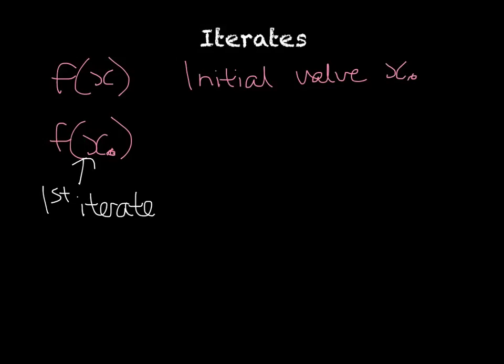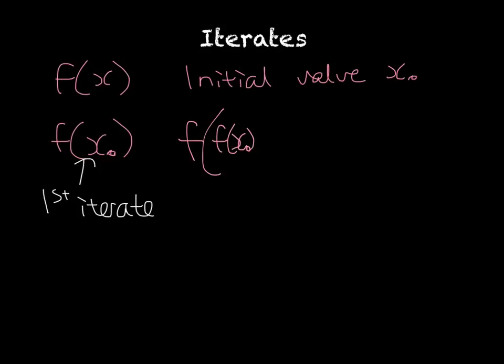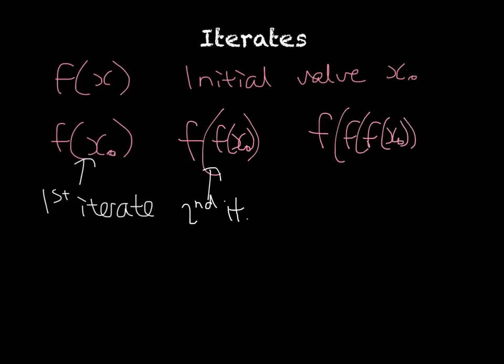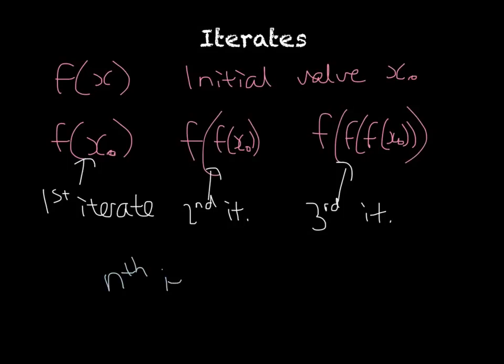Then we'll take whatever value we got from plugging that in and plug that into our function. So f of f of x0 is called our second iterate. Similarly, f of f of f of x0 is our third iterate. And we can continue this pattern to find any nth iterate of f of x.